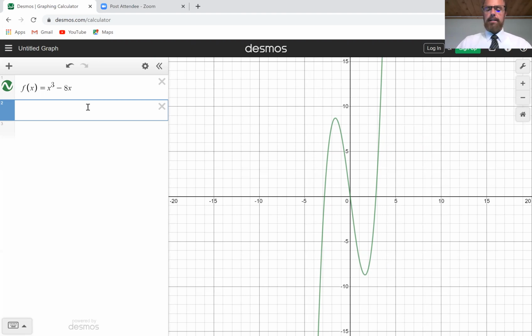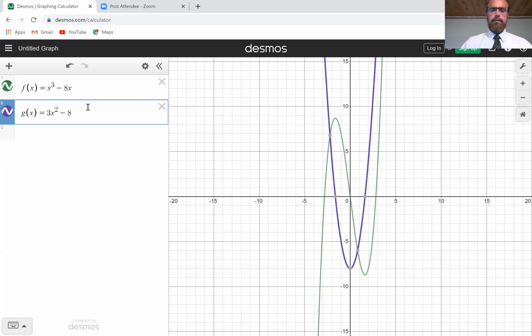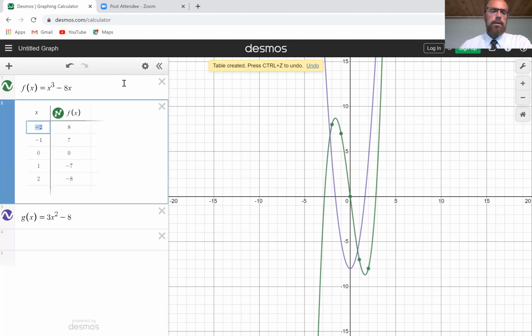I'm going to call f prime of x g of x just to keep Desmos happy, and that's 3x squared minus 8. And you can see that purple quadratic overlaid on top of the cubic function. So I want some table values so I can graph it on our notes page. And there I've got those, clearly an odd function because the output changes sign, but the numbers are the same. So -2 has an output of +8, +2 has an output of -8. -1 yields 7, 1 yields -7, and it does go through the origin.